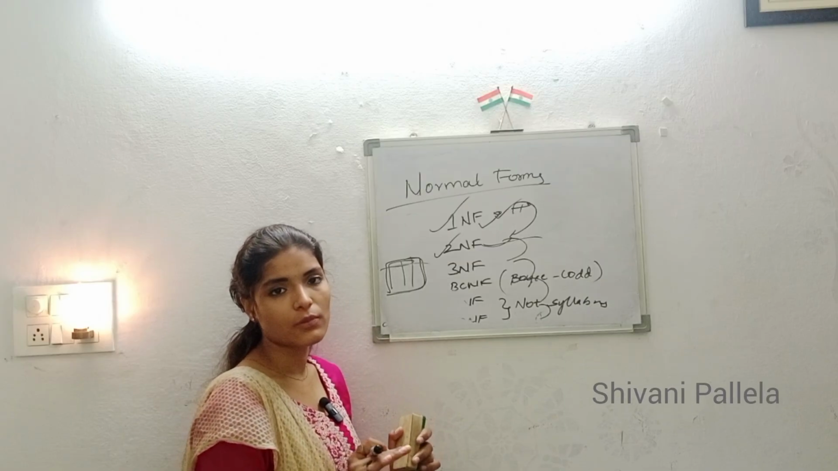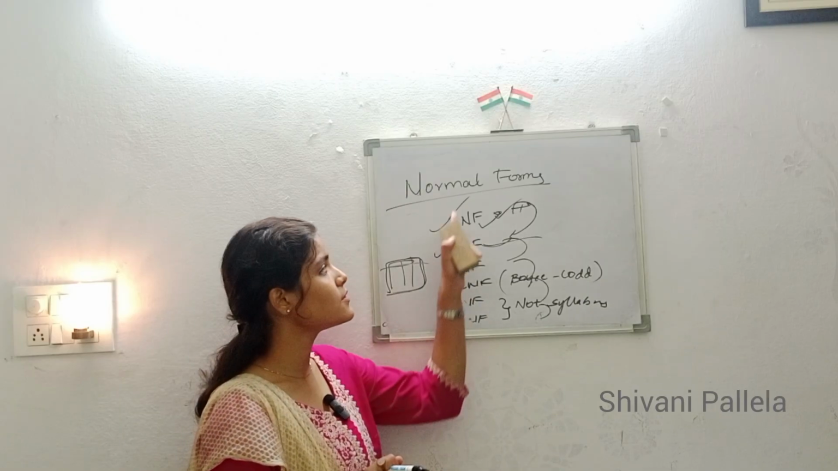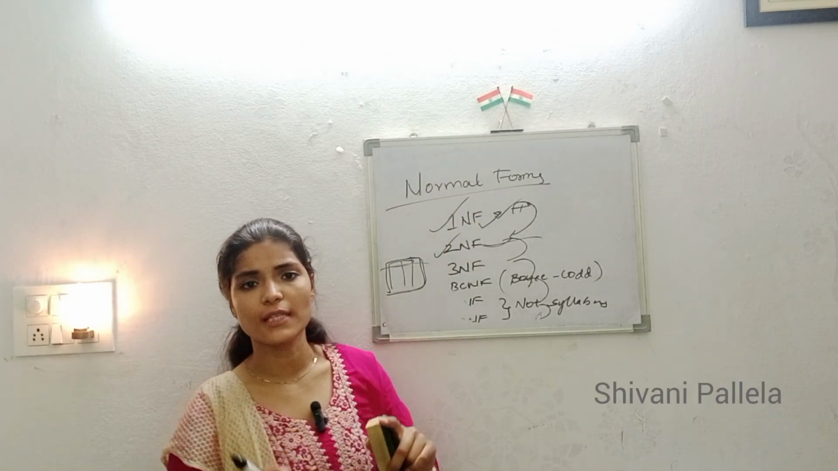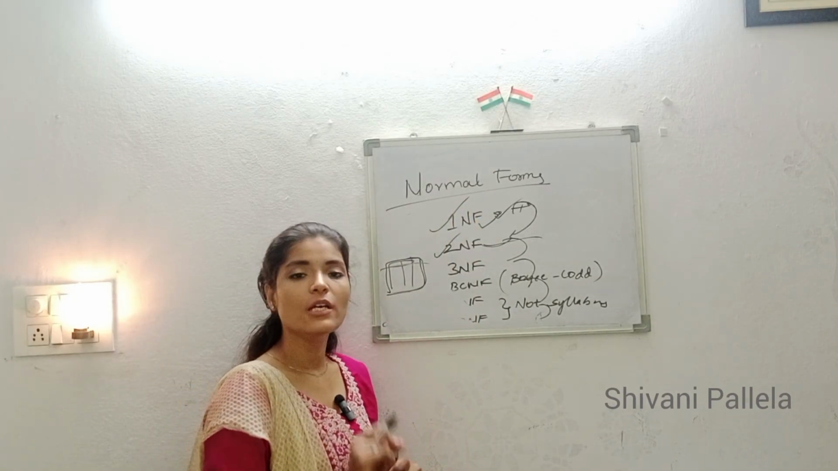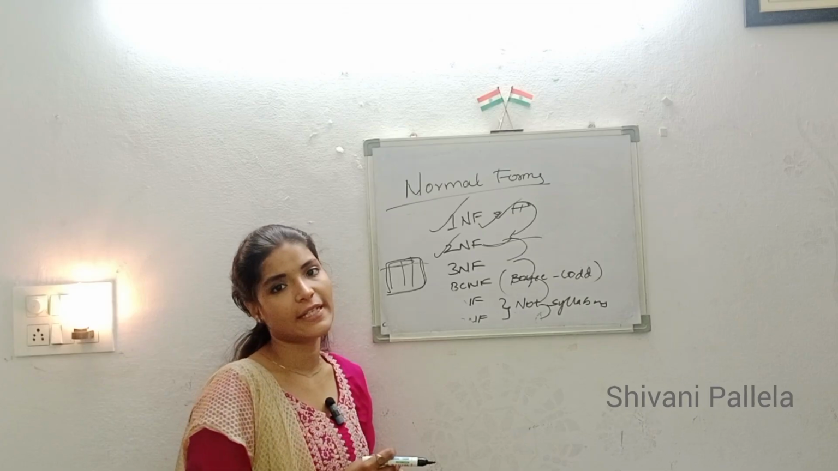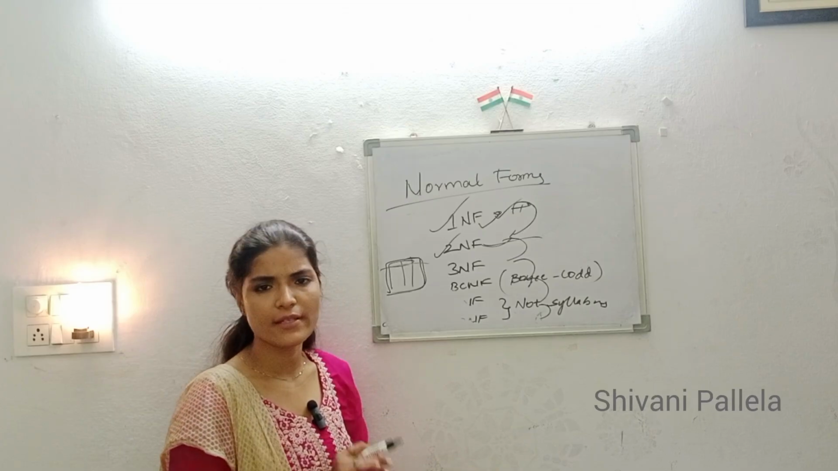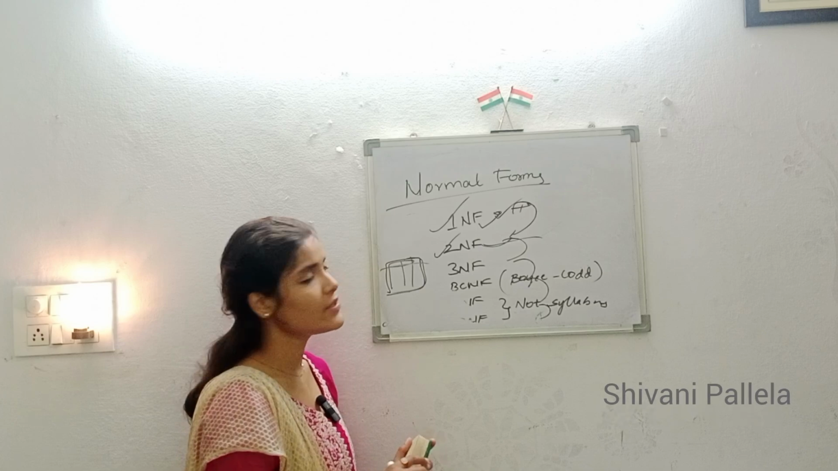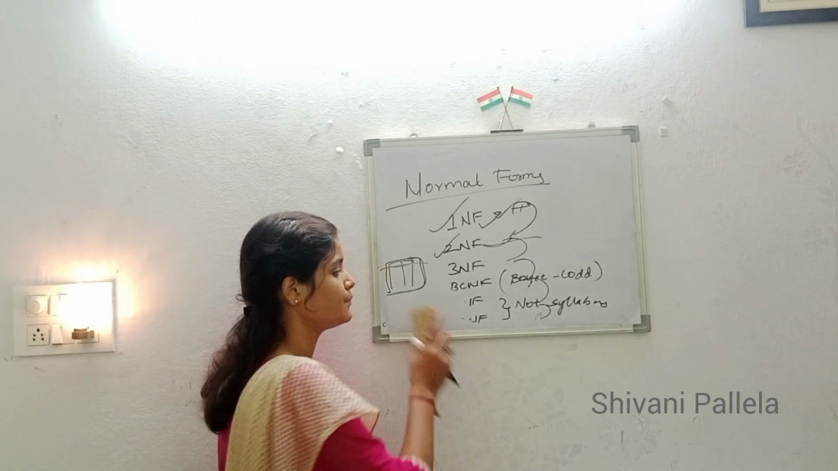These types of problems will be reduced by using normal forms. Normal forms are nothing but the rules and regulations provided for the table to reduce its data errors. That is important. That one line is more than enough. Now we will discuss the first normal form.